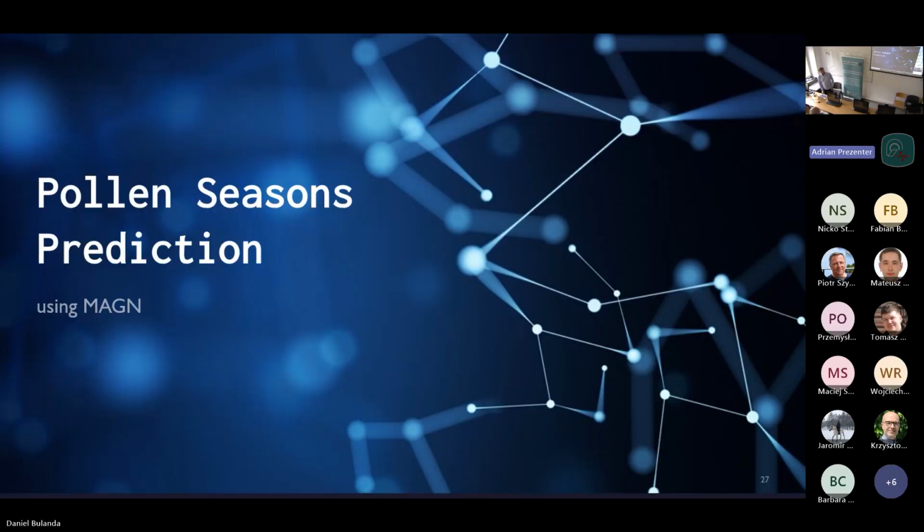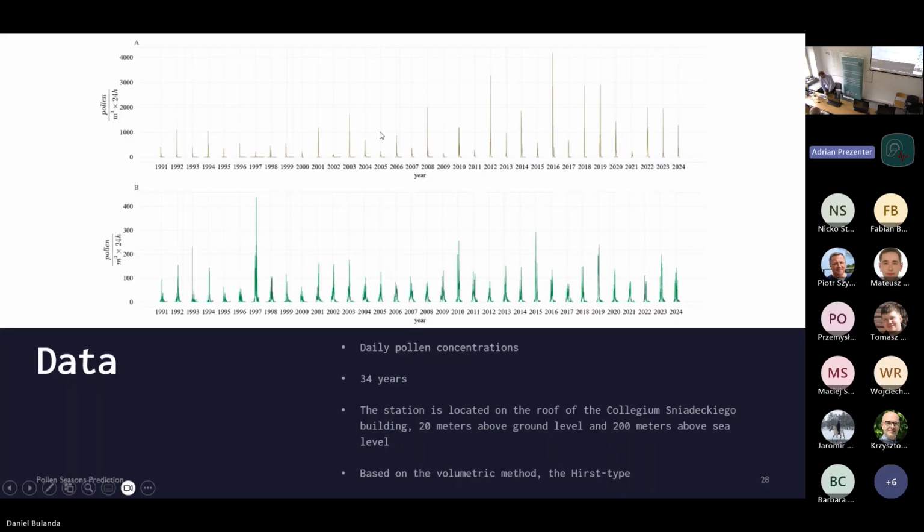Okay, maybe let's switch to the first topic, which is pollen prediction. Maybe more interesting to some of you, because now we shift from the abstract domain to the practical application domain. So I guess that for some of you it will be much more interesting.